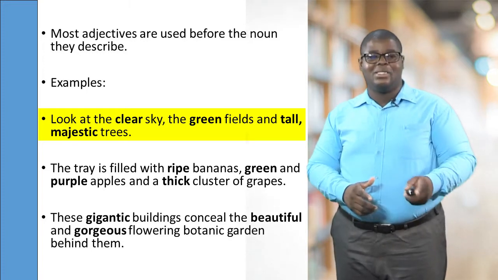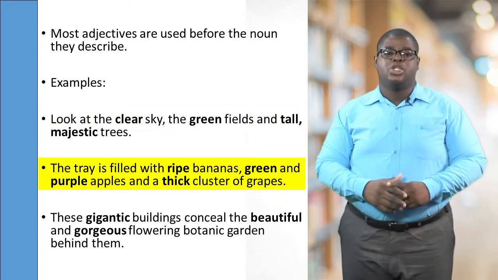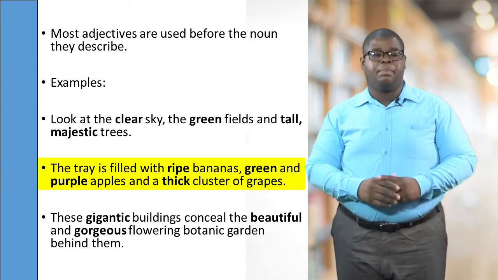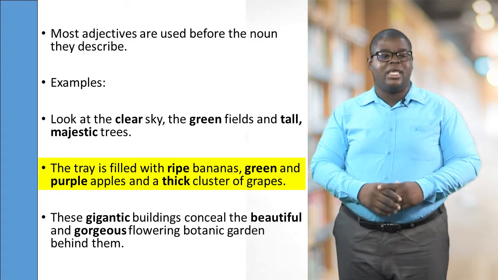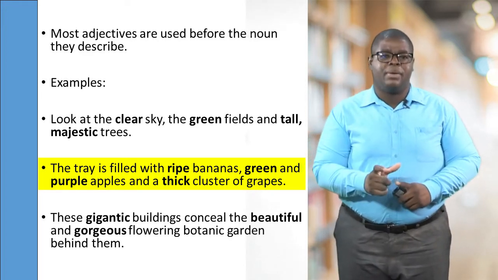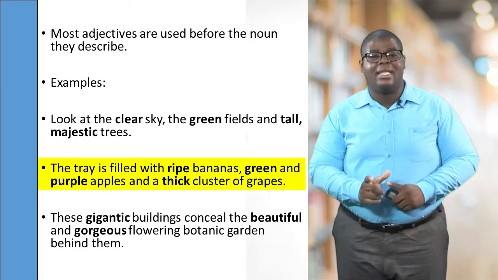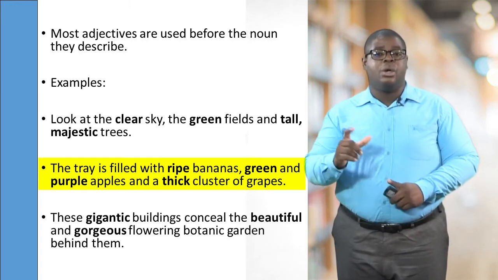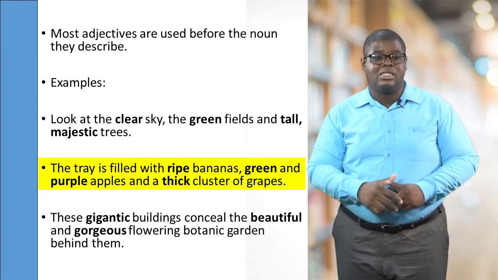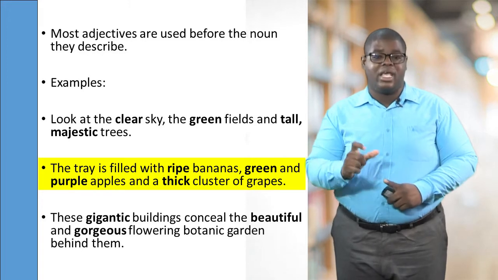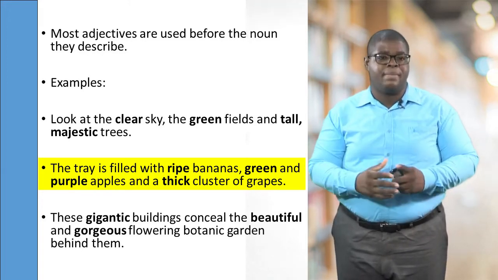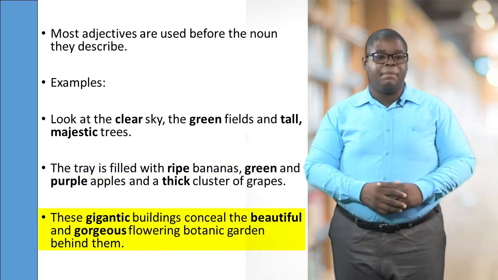All right, let's continue. Look at another example. The tray is filled with ripe bananas, green and purple apples, and a thick cluster of grapes. So we have the adjective ripe, modifying the word bananas. Then we have the adjectives green and purple, modifying the noun apples. Then we have the adjective thick, describing what? This cluster of grapes. All right, next example.